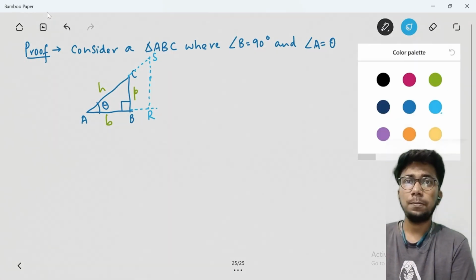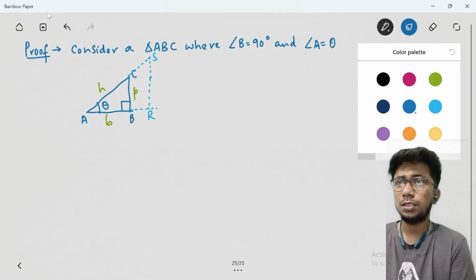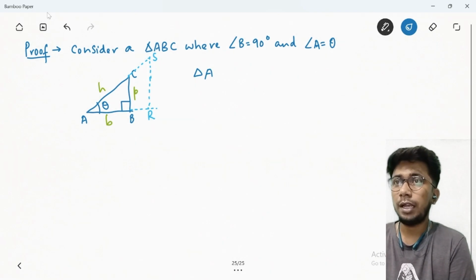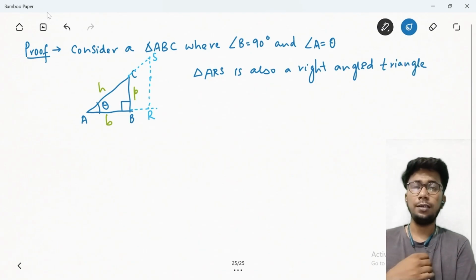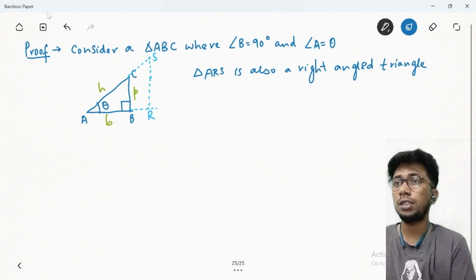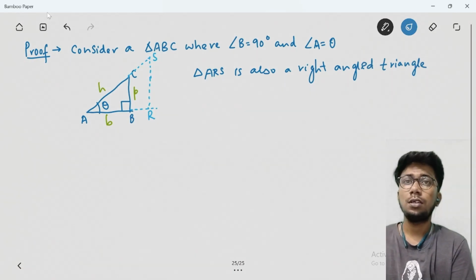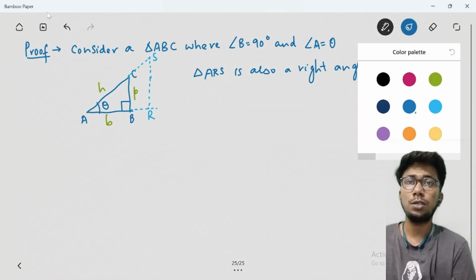Now consider this theta, this angle is theta. All right. So, triangle ARS is also a right angled triangle. It is also a right angled triangle, right? And corresponding to this triangle, यहाँ पर हमारे पास perpendicular, base और hypotenuse की वैल्यू क्या होने वाली है?